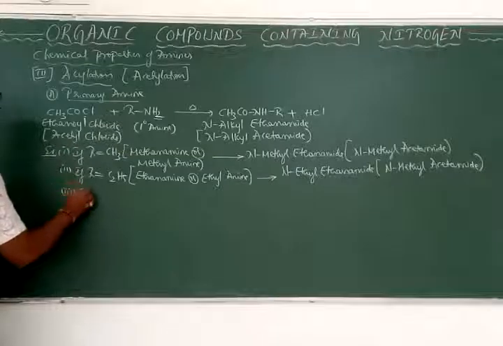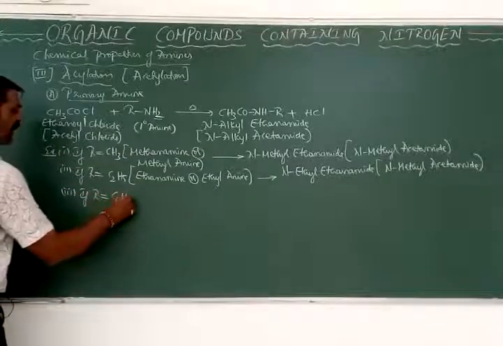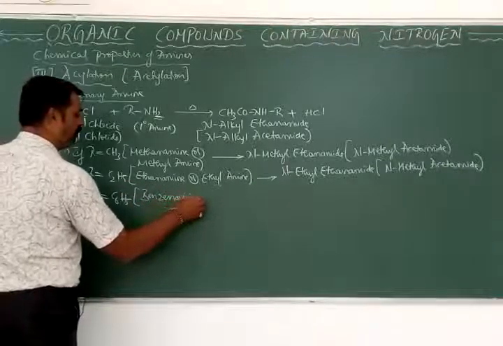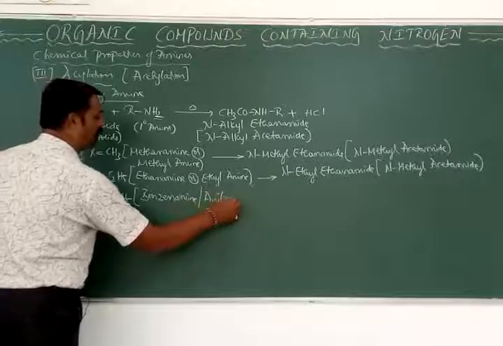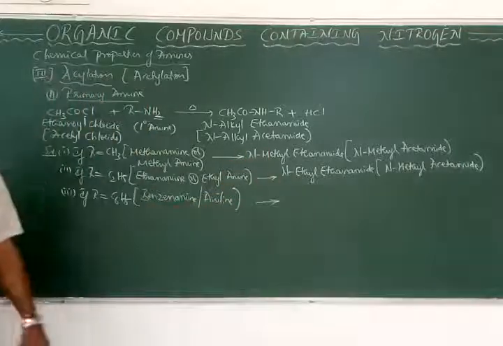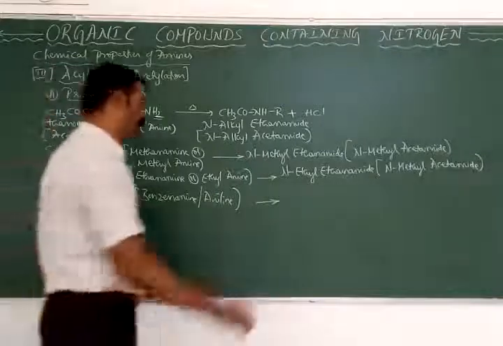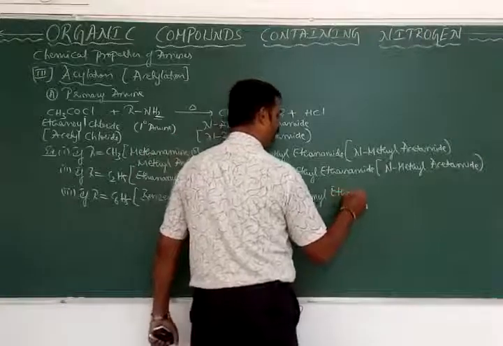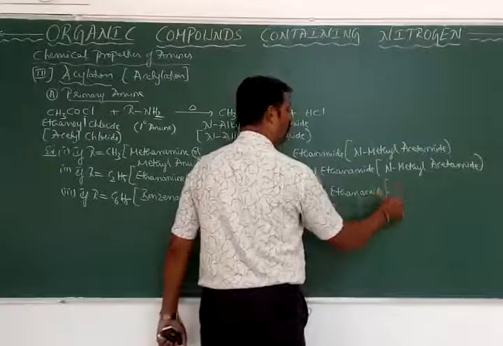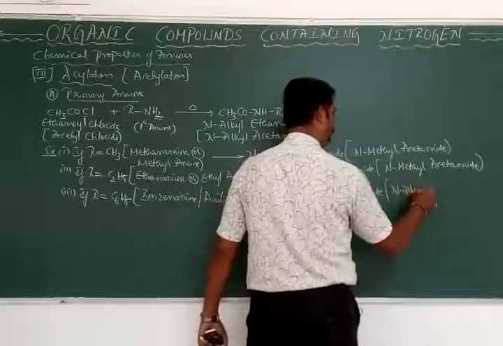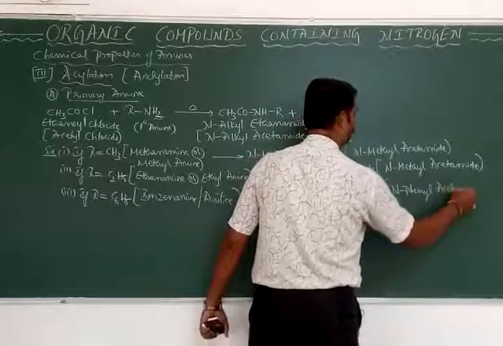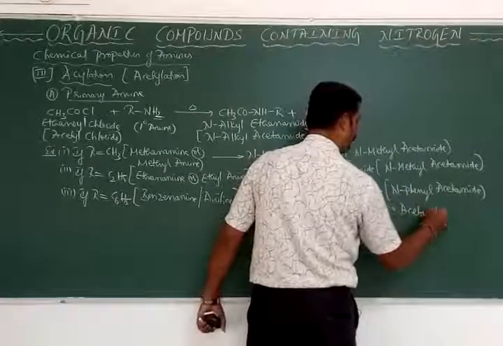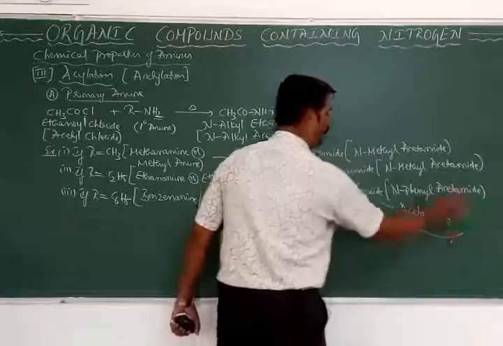In the third example, if R is equal to, for example, C6H5, it is called benzenamine, which is also called aniline. The product is N-phenyl ethanamide, which may also be called N-phenyl acetamide, and this is also called by another name, acetanilide. It has three different names.